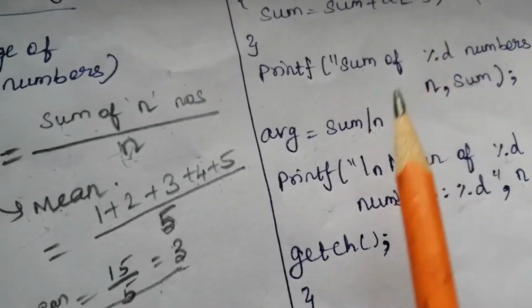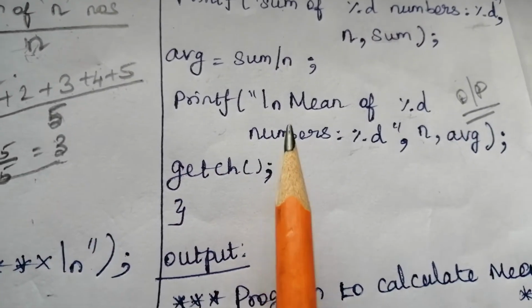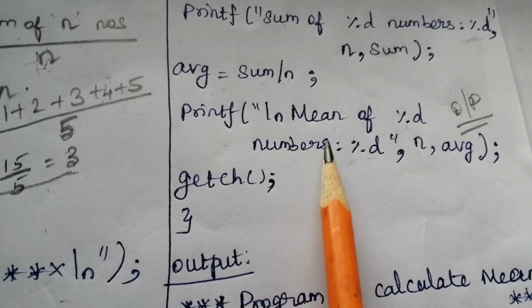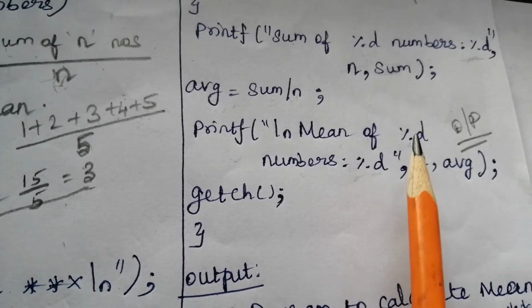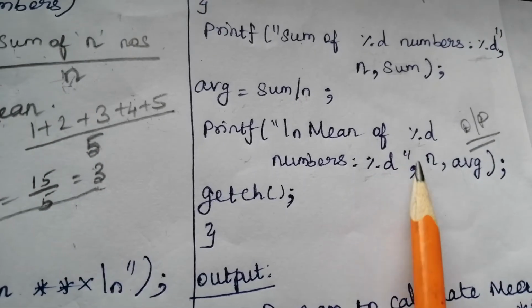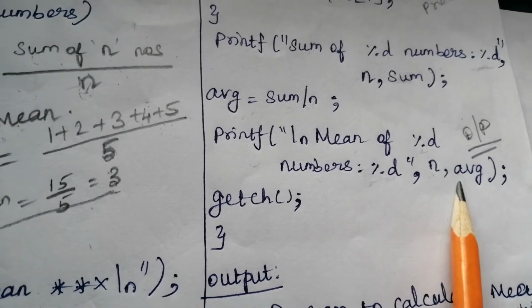Now the output will be displayed on the screen with the help of a printf statement: Mean of %d numbers: %d. The first %d refers to the n variable, and the second %d refers to the avg variable.